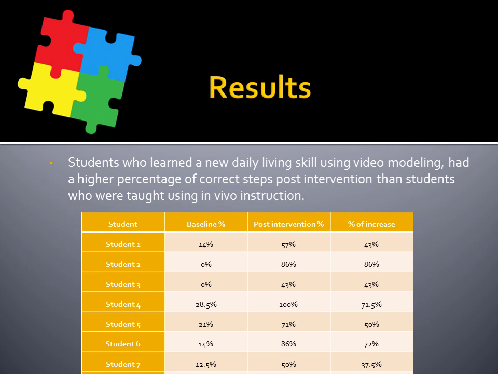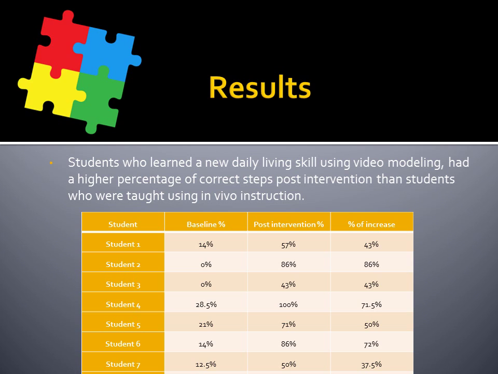So as you can see, student 1 was at baseline 14%, and post-intervention, so after the in vivo modeling, they were at 57%. So they had a 43% increase of that skill. And student 2 and 3 and so on.